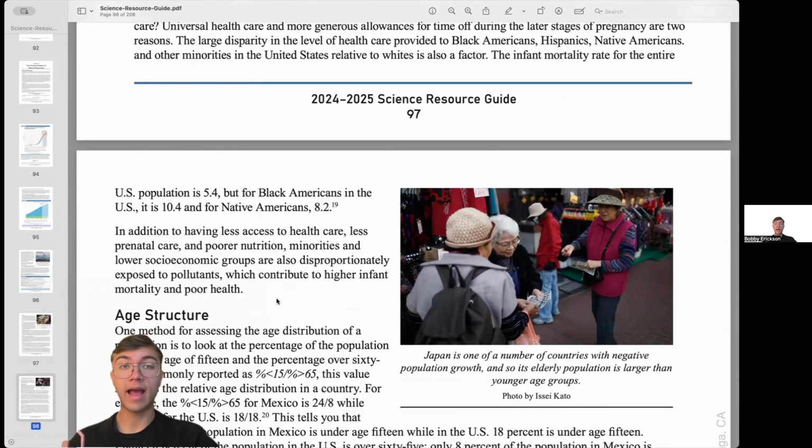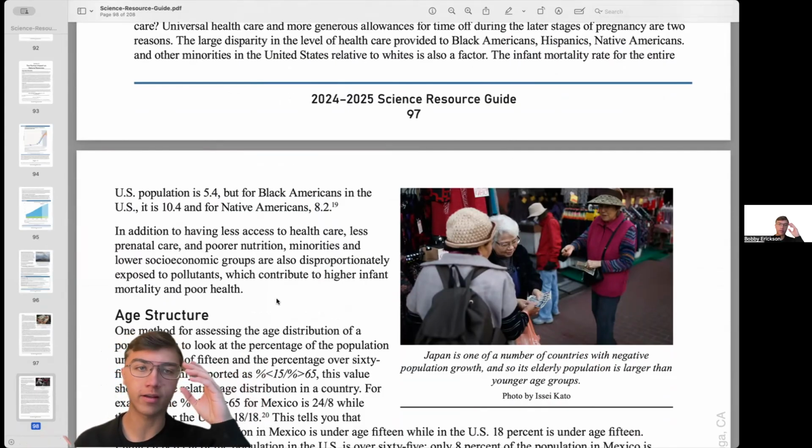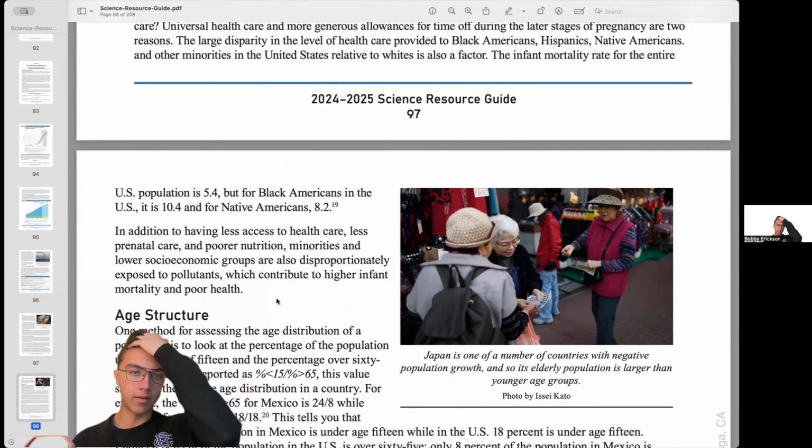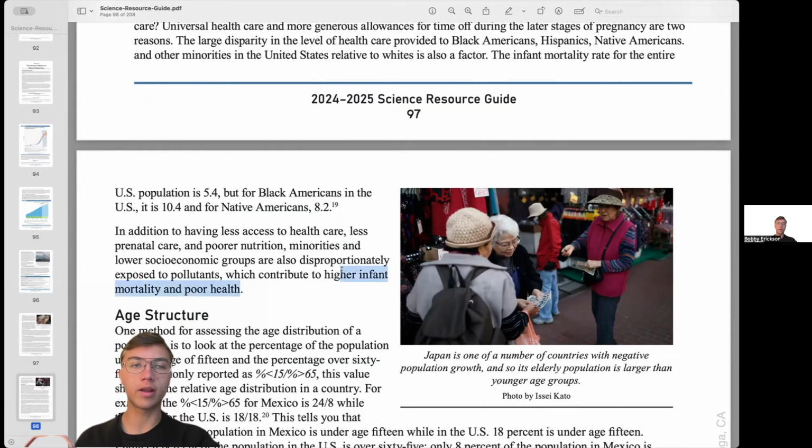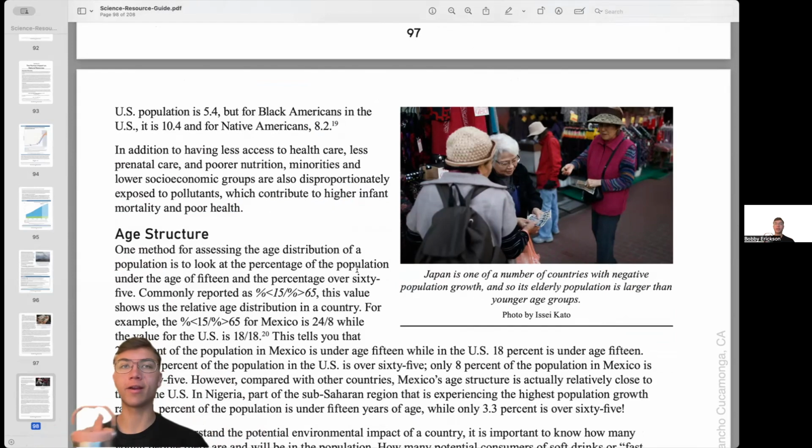So having less access to healthcare can actually impact parental care, poor nutrition, and minorities and lower socioeconomic groups are disproportionately exposed to pollutants. All of these contribute to higher infant mortality and poor health. So all of this shows healthcare as a whole.